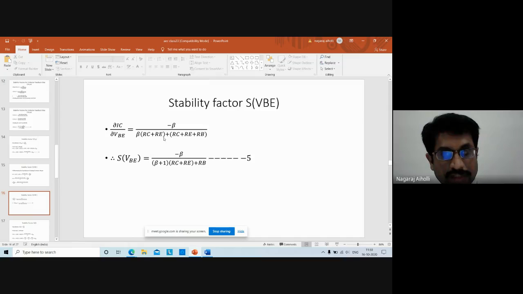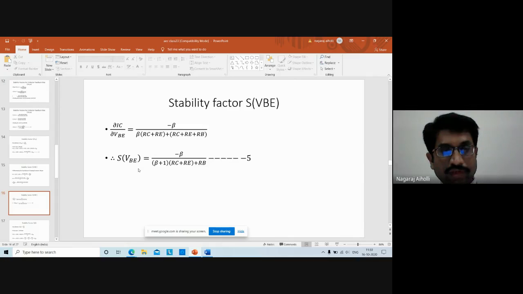See here, RC plus RE is common. Take it outside. If you take RC plus RE common, it will be beta plus 1 plus RB. Is it not? RC plus RE is common, so if you take it common, inside the bracket it will be beta plus 1, and the other term will be plus RB. This is the final equation for S of VBE.